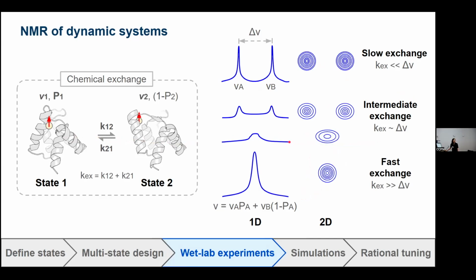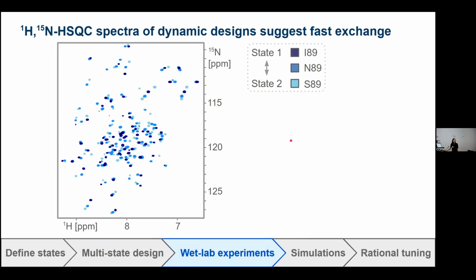coalescing. And so with those concepts in mind, we did some very easy preliminary NMR experiments for screening to see if these designs were likely to be dynamic at all. And so again, they're only differing at that one residue position, but have different predicted state preferences.